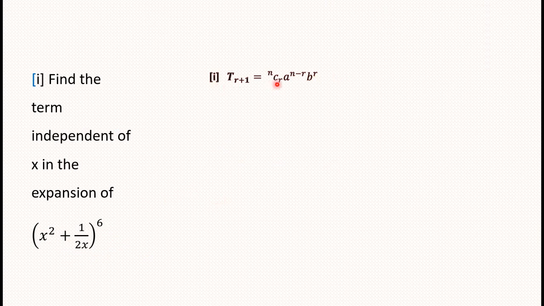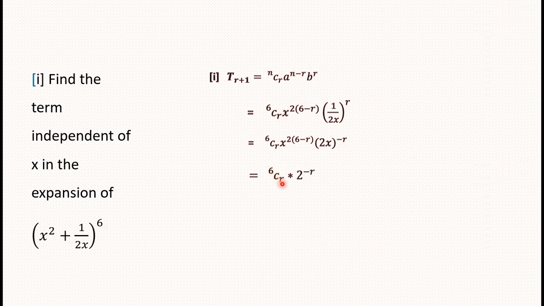So to find the term independent of x, let that term be the r plus 1 term. So n combination r, a to the power n minus r, b to the power r is what we solve for. We look for this and equate to x to the power 0. So this will give us 6 combination r, x squared to the power 6 minus r. That's for this expansion. This other term is 1 over 2x to the power r. We simplify.